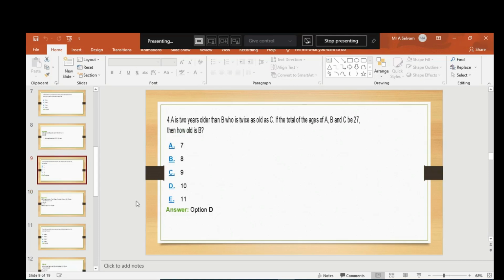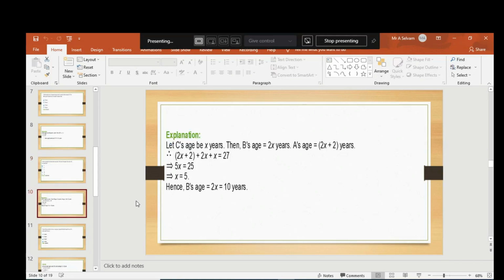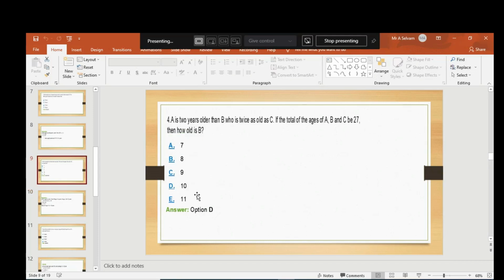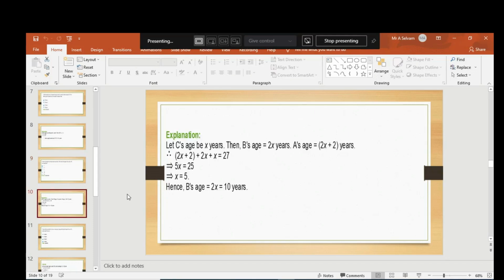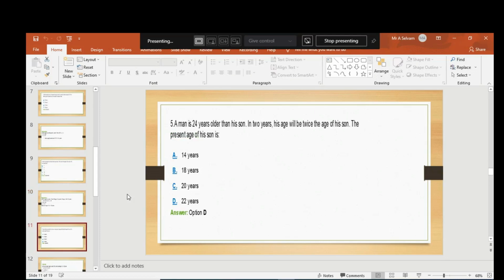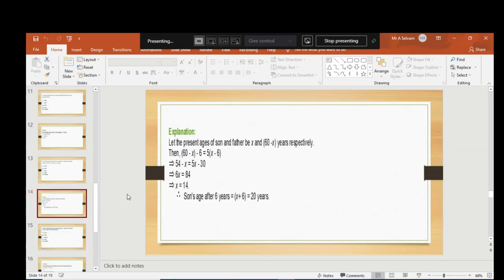This is the value they are asking for in the problem. So how old is B? Look at that, B's age is 2x. x we found as 5. Now B's age means 2 into x, that's 2 times 5, so 10 years. 10 years is there in the options, right? Yes, D is 10 years. Understood? Okay, fine. Likewise the upcoming problems also.